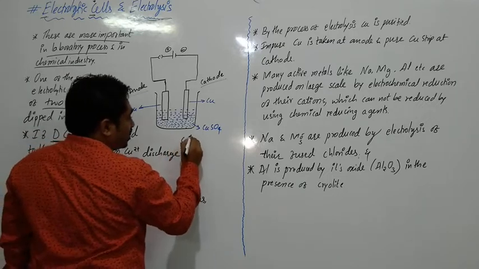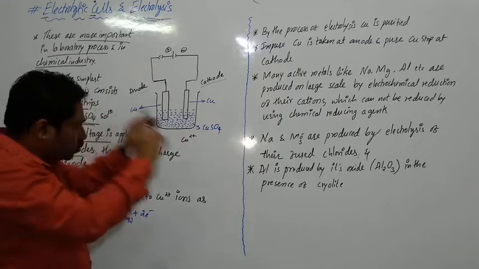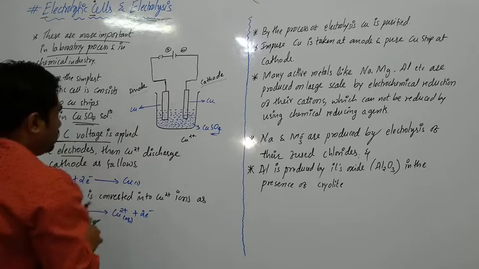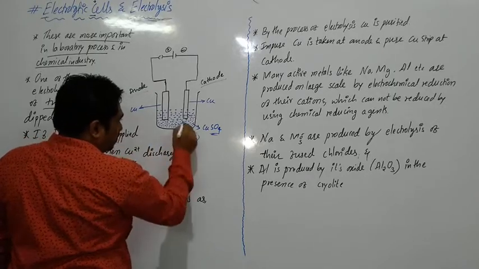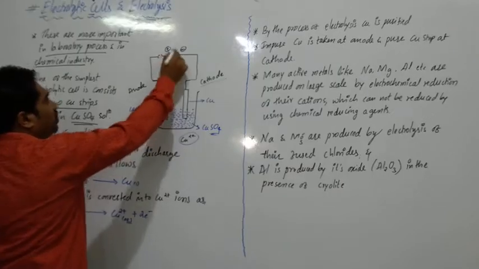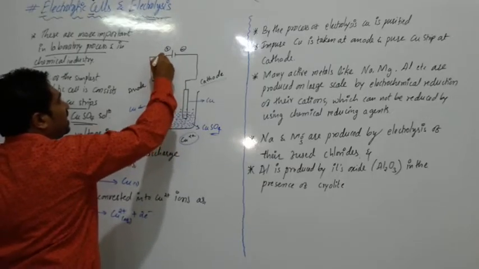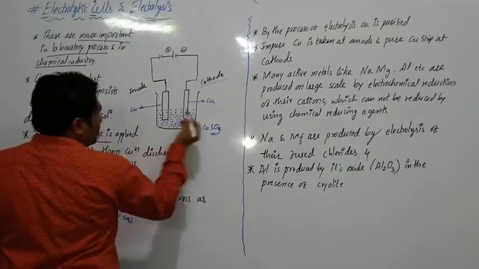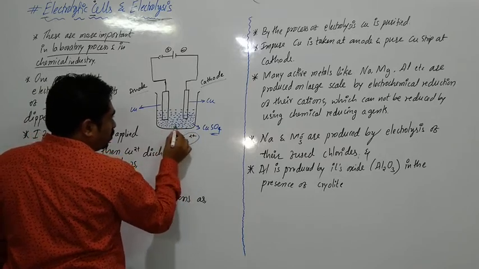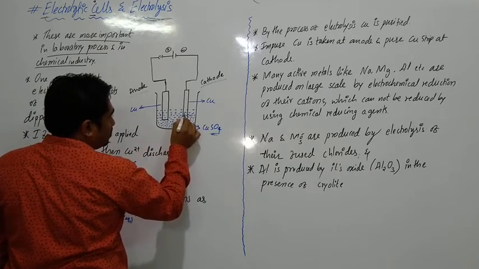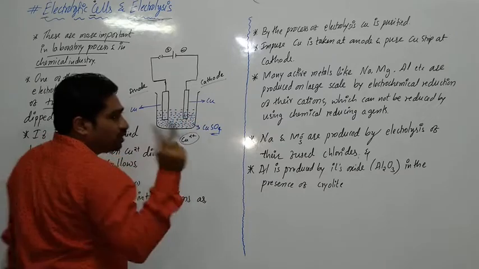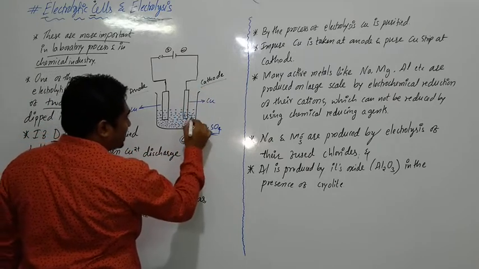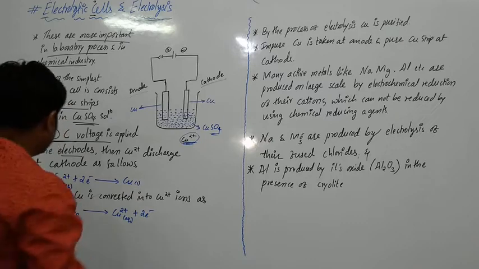Here the solution contains Cu2+ ions. We have to focus only on the Cu2+ ions, and we don't have any business with the SO4 2- ions. As soon as the switch is turned on, what will happen? The Cu2+ ions from the solution go to this electrode, and from this electrode they receive electrons. At the cathode, the Cu2+ ions are discharged by getting electrons.